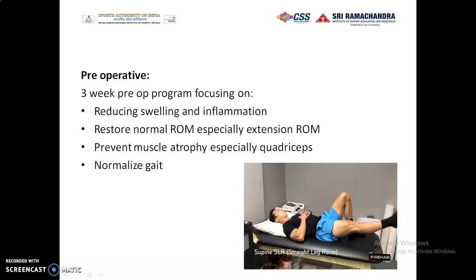So the pre-operative phase is very essential for following patients who are diagnosed with ACL insufficiency. The critical part of the rehab program is that we encourage the patient to do a 3-week pre-operative program. Mainly it focuses on reducing the swelling and inflammation, and we try to restore the normal range of movement, especially the extension. If a patient presents to you with an extension deficit, it's important to restore the extension before they go in for surgery.